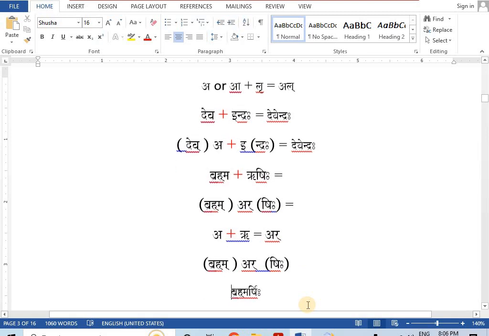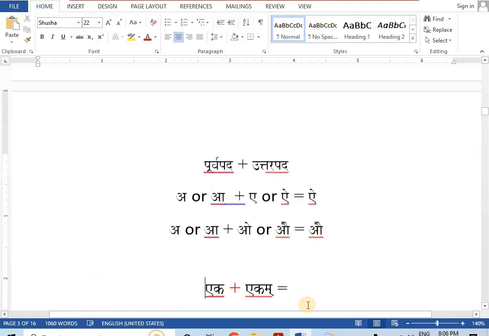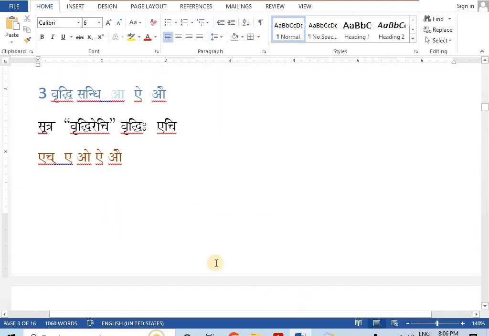Okay, so let's continue learning this Vruddhi sandhi, students. Here we have the sutra Vruddhi Rechi. Remember this sutra, important to mention in the exam. Vruddhi Rechi. Now if you disjoin Vruddhi Rechi, this re is actually made up of ra and a. This ra is actually visarga. So the root word is Vruddhi, and the next word is echi. Now what is this echi, student?